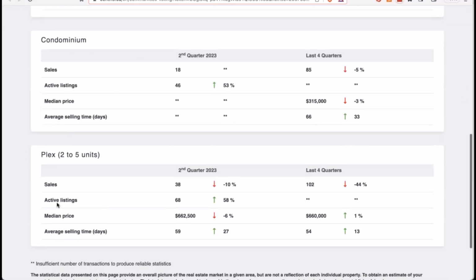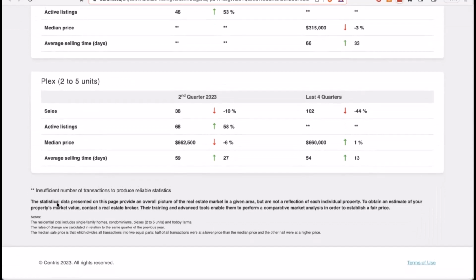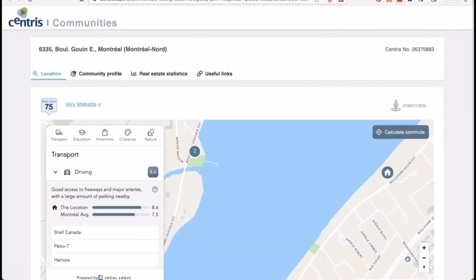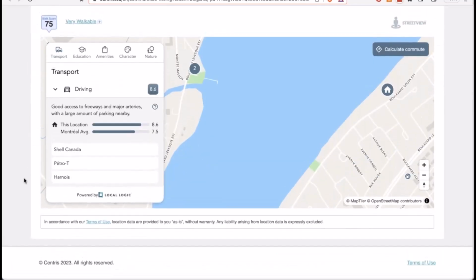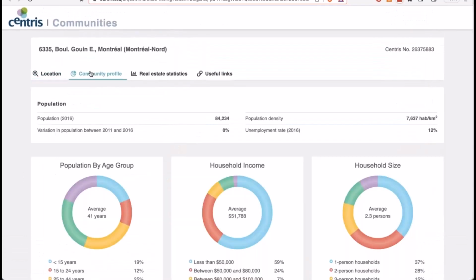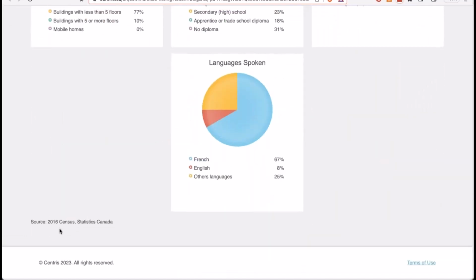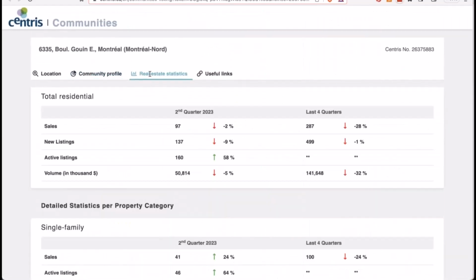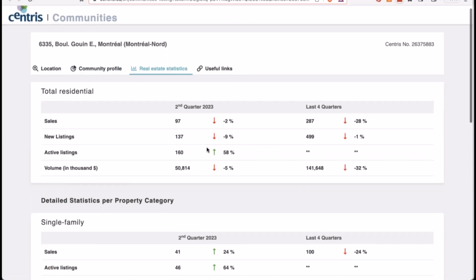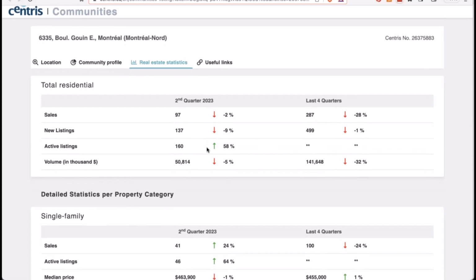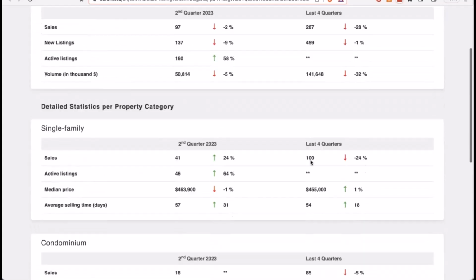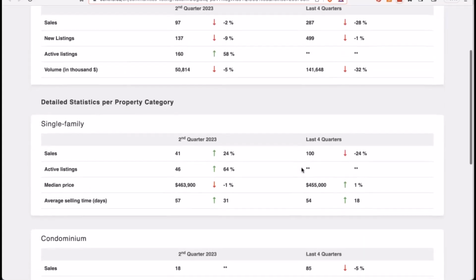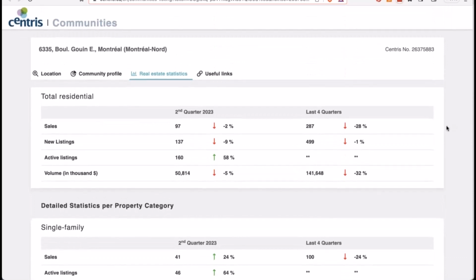So this here, as I mentioned, is based on the 2016 census. Okay, so it hasn't been updated since the last census, which I believe was in 2020. Okay, you do have the real estate statistics though that are up to date. So that is second quarter 2023, last 4 quarters that are listed there.